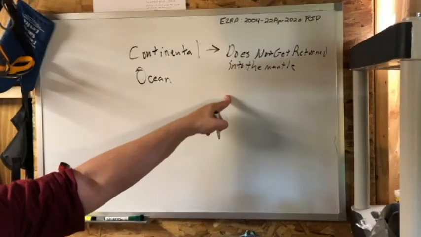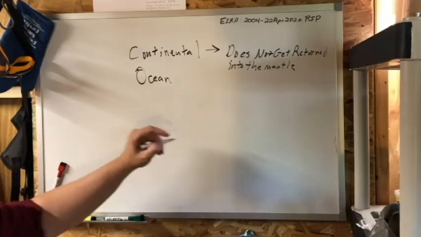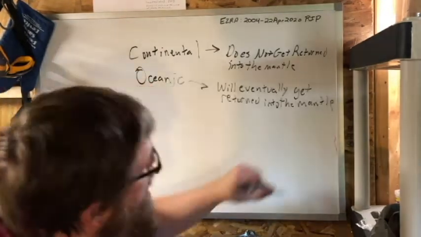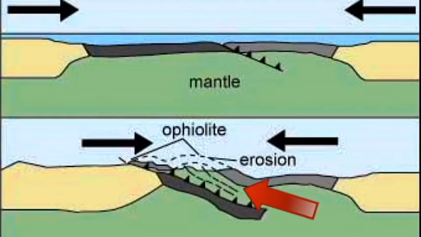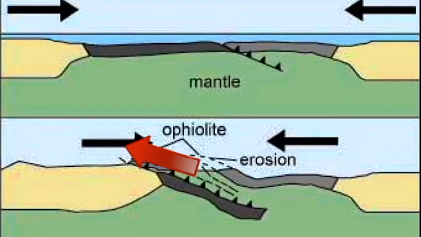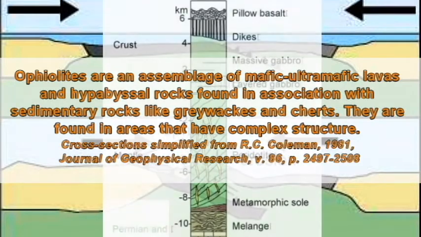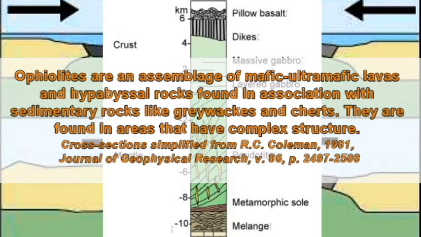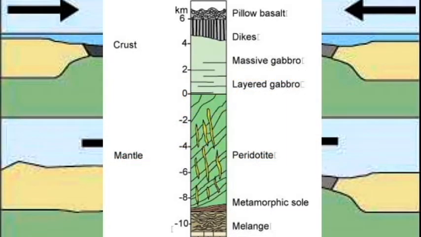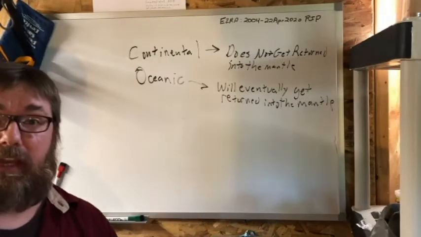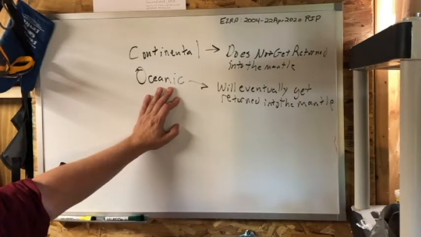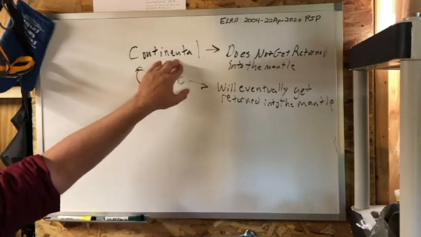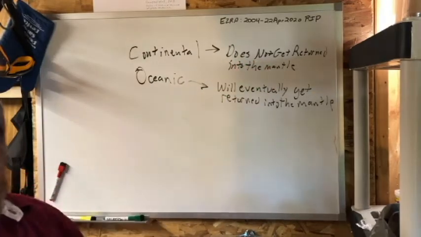It stays at the surface of the Earth. Okay, our oceanic crust will eventually get returned into the mantle. The only exception to this will be those old slivers of ophiolite parts that have been jammed up on top of the continents. But 99.999% of all oceanic crust that the Earth has ever created is gone, or will be gone. That's because of slab pull and all that other density stuff I've already talked about. Continental crust does not get returned into the mantle.